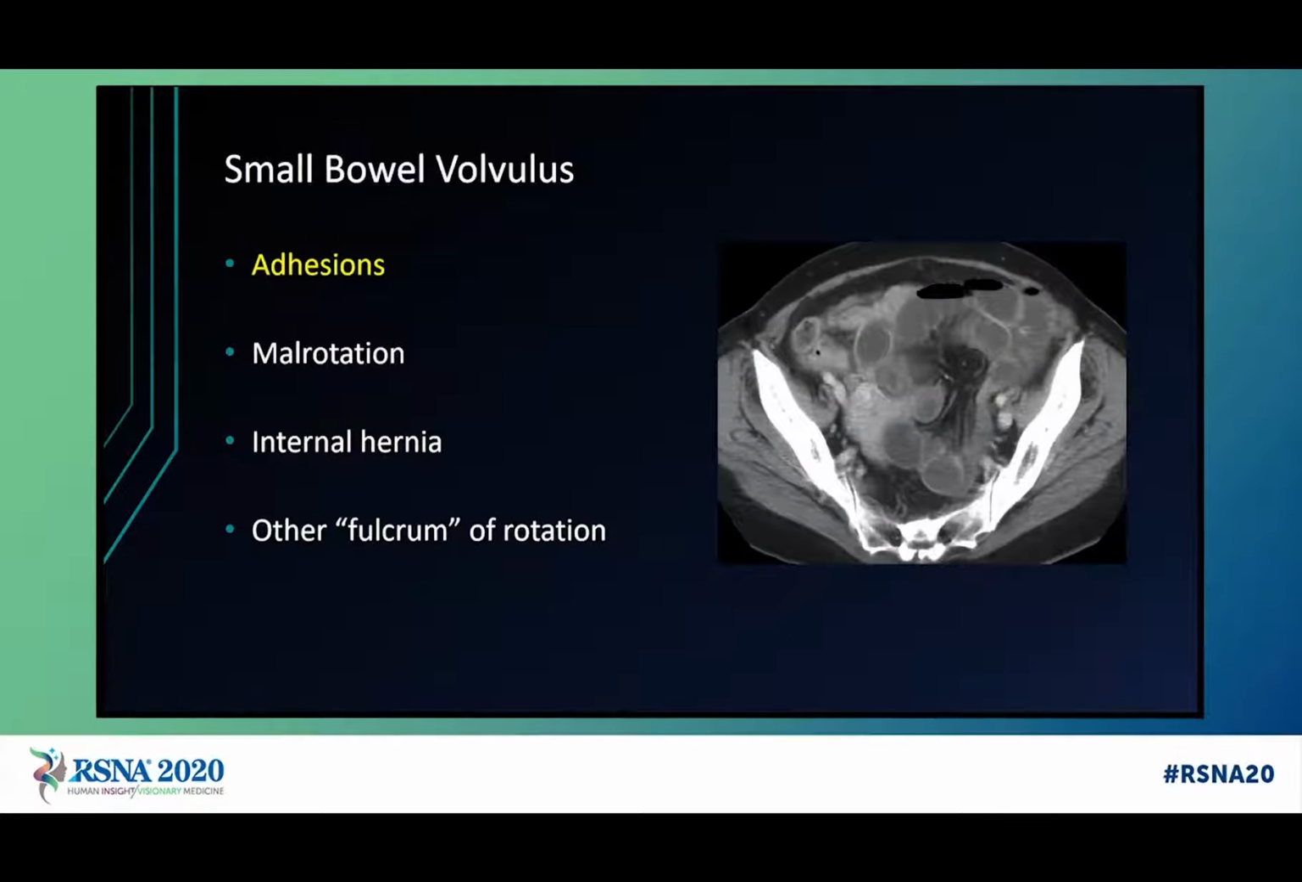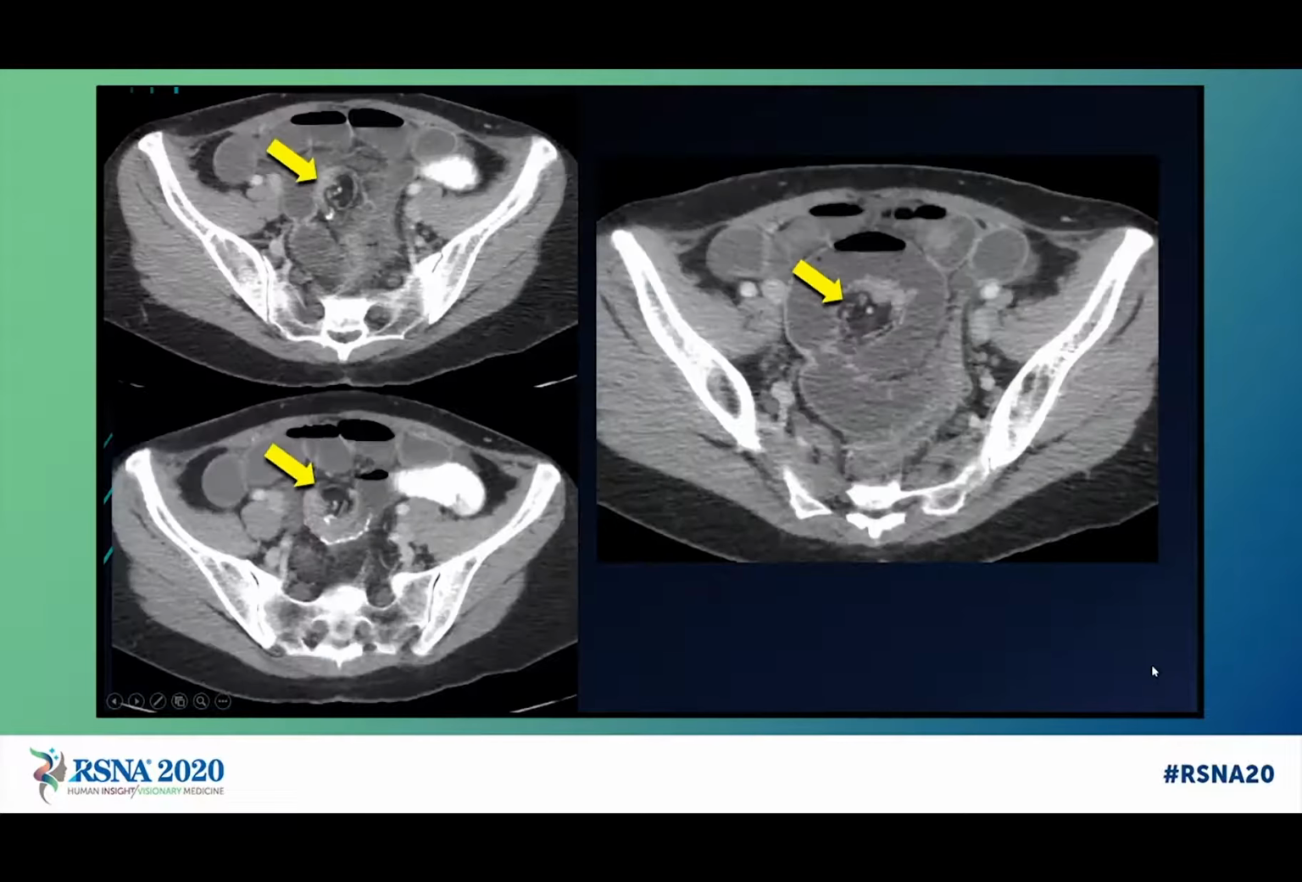Adhesions are the most common cause of small bowel volvulus in adults. Occasionally we also see this due to a delayed presentation of malrotation. Of course, internal hernias, as we mentioned, or other fulcrums of rotation, which I will show you momentarily.